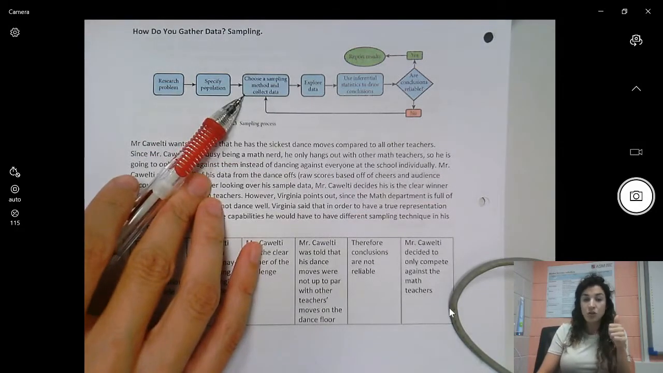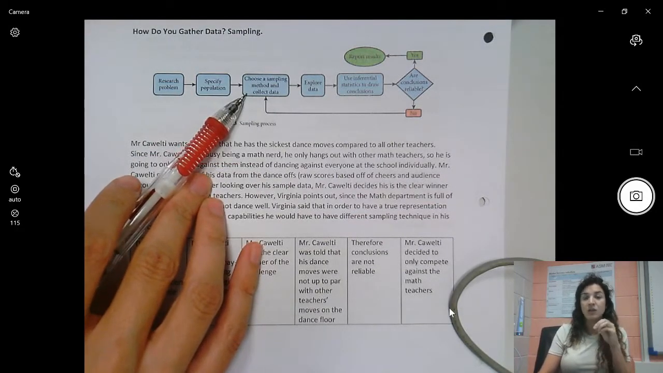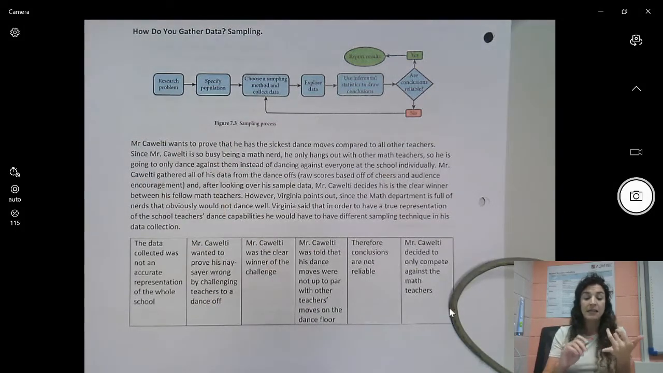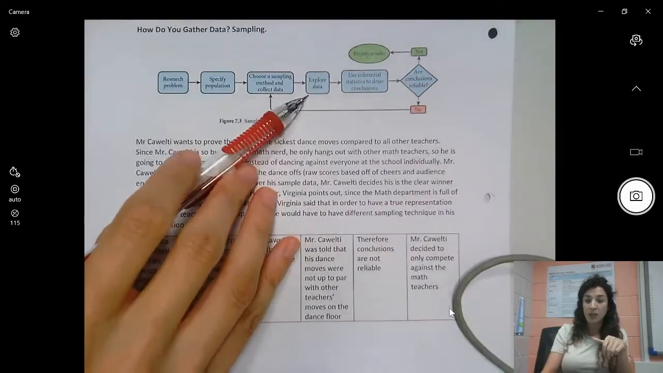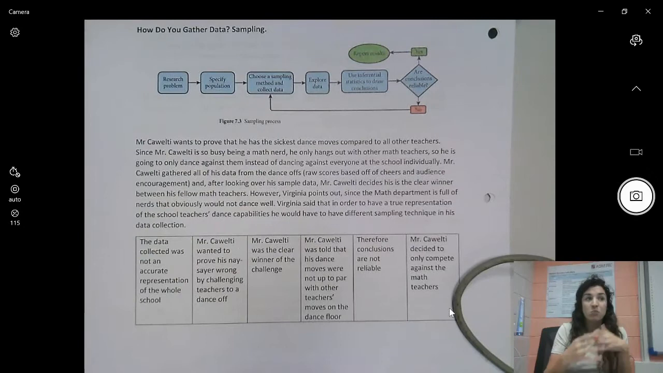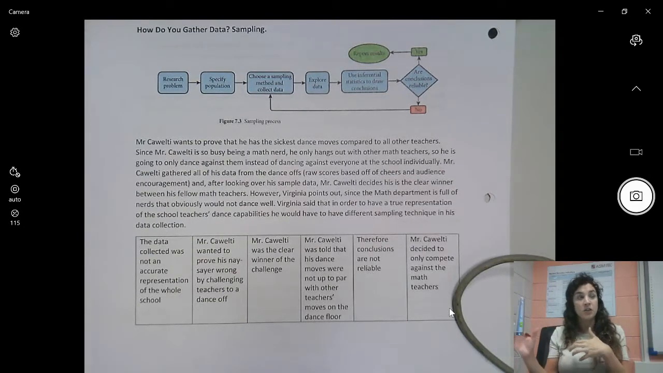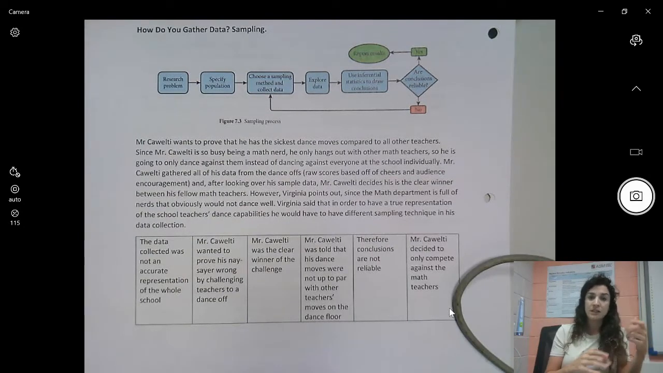You then decide to choose a sampling method, and then you collect that data. So the sampling method is how many people you pick, what type of method you pick, and then after that you collect the data. Once you have all the data, what we call the raw data, so just a list of data, you take that data and you explore it. Exploring the data means that you put it into graphs. You start using calculations with it to make inferences, okay?